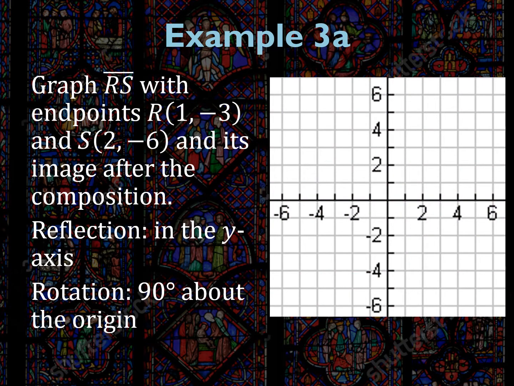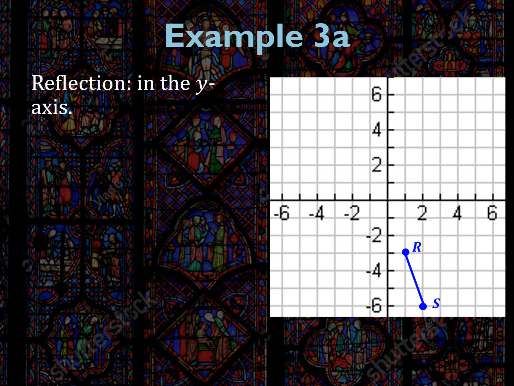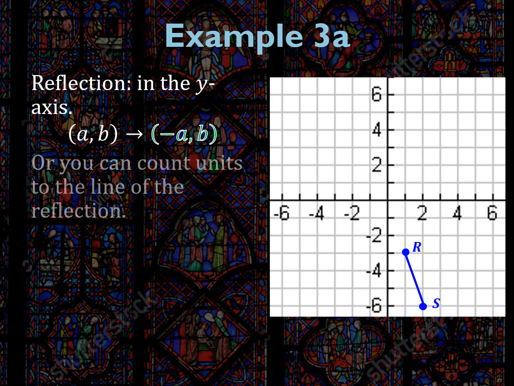Example 3a, graph segment RS with the endpoints as shown and its image after the composition. So the first step is to do a reflection in the y-axis and then to do a 90-degree rotation about the origin. So there's segment RS. Let's start with the reflection in the y-axis. So the y-axis rule, a comma b becomes negative a comma b. In other words, just count the units to the line of reflection.